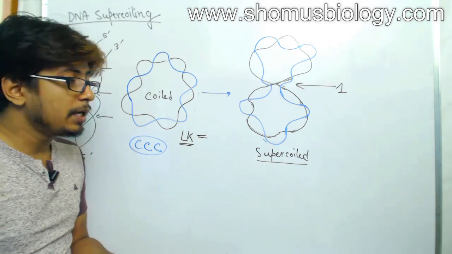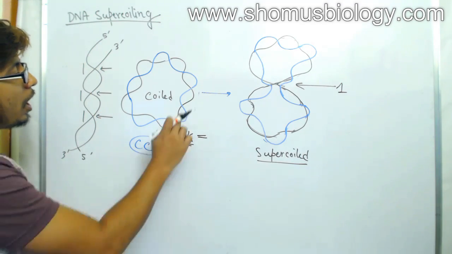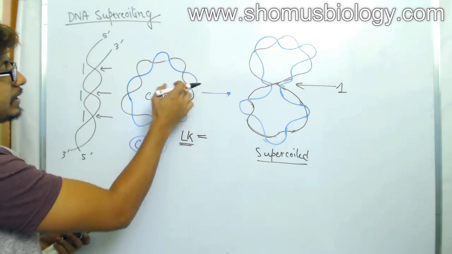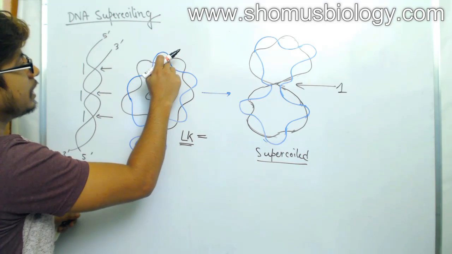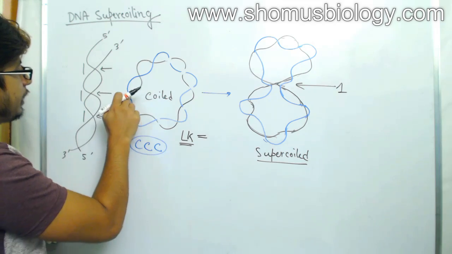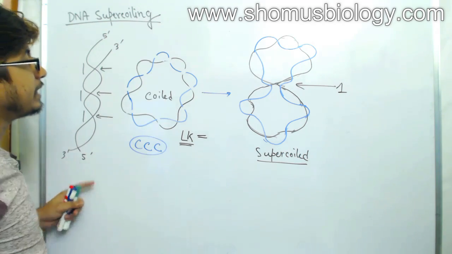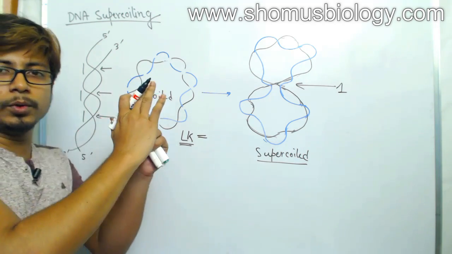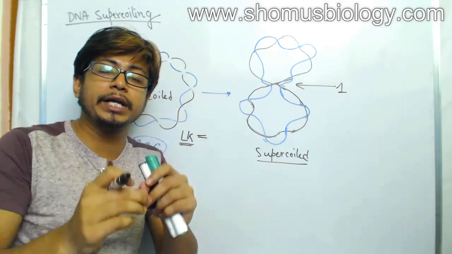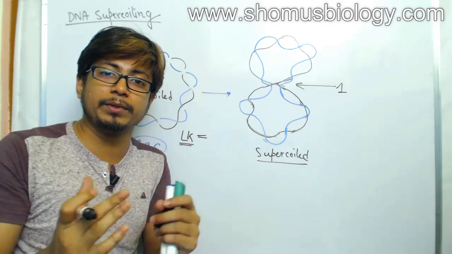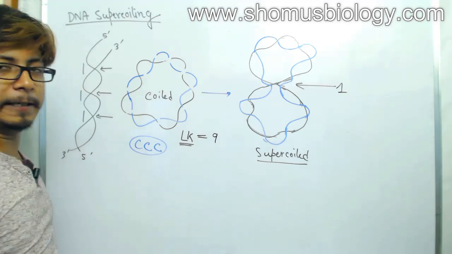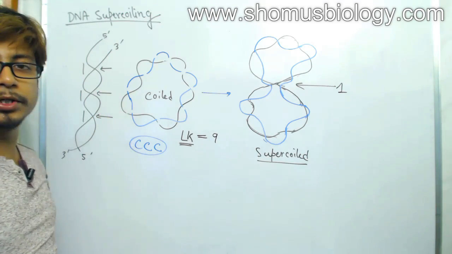Is that clear? If you look at this picture, how many times do you need to cleave one strand, let's say the blue one? If you cut the blue strand 1, 2, 3, 4, 5, 6, 7, 8, 9 times, now the blue and black will separate from each other. So the number of times you need to cleave for the separation of two strands from each other is known as the linking number. In this picture, it was 9.